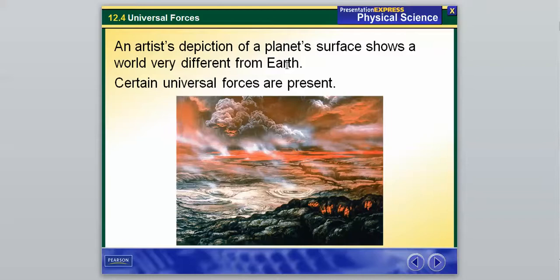For our example here, it says this is an artist's depiction of the planet's surface, and it shows a world very different from Earth. This is what Earth looked like early on in its formation, and it says certain universal forces are present. What that means is that there had to be some forces at work that helped change Earth's surface from that depiction to what we have today. Because when we walk outside onto our front porch every morning, that's not what we see. So there are some forces that were acting upon our Earth and the rest of our universe to help shape and change the way that our planet looks.